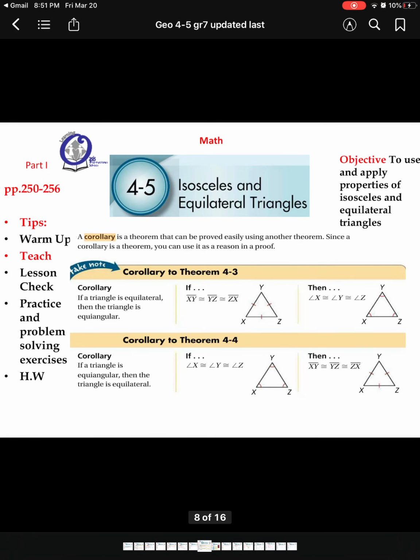Now we finished talking about the isosceles, and we're talking about the equilateral triangle. Equilateral triangles are the triangles, as we said from before, that have all equal sides and all equal angles, right? Here we have a new word we use in geometry, which is the corollary. Okay, the corollary. It's a theorem that can be proved easily using another theorem. Since it is a theorem, we can use it to prove or as a reason in the proof.